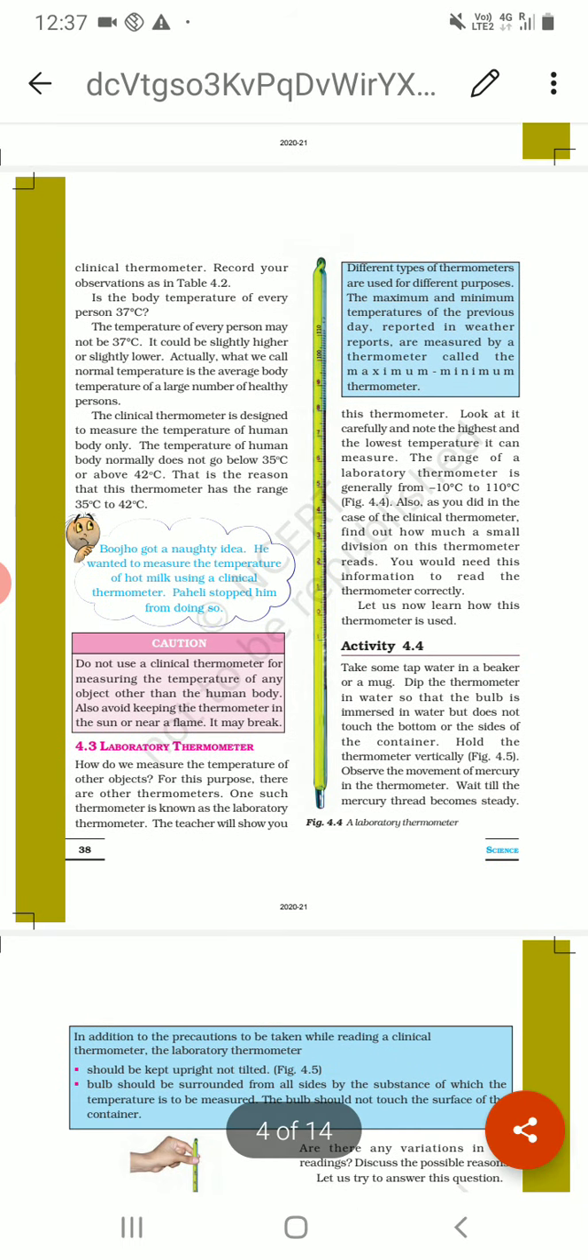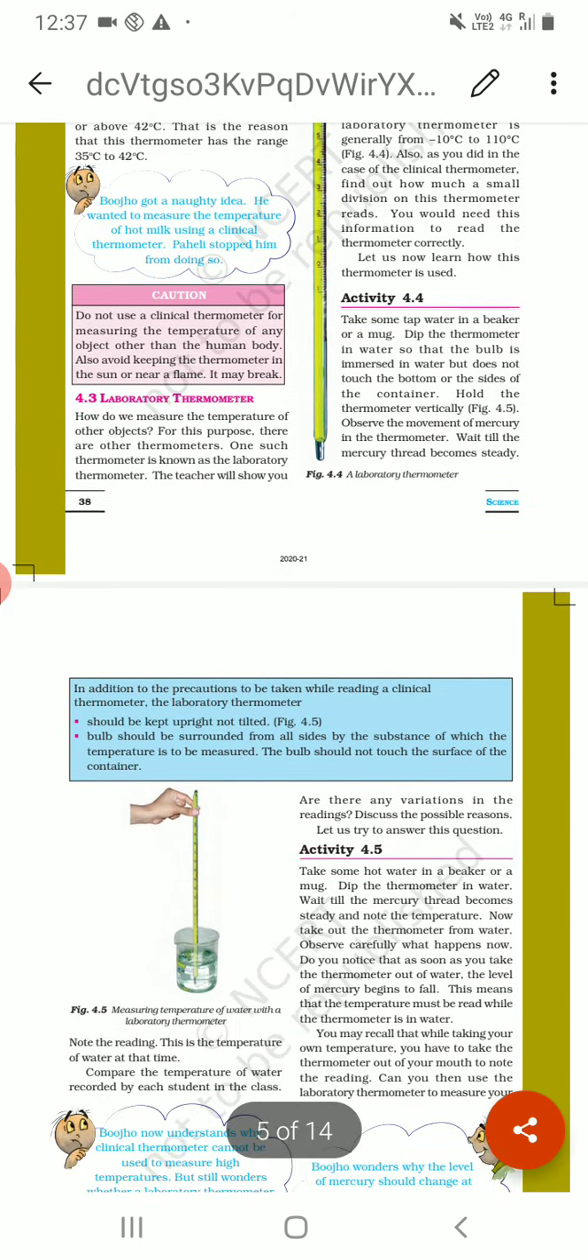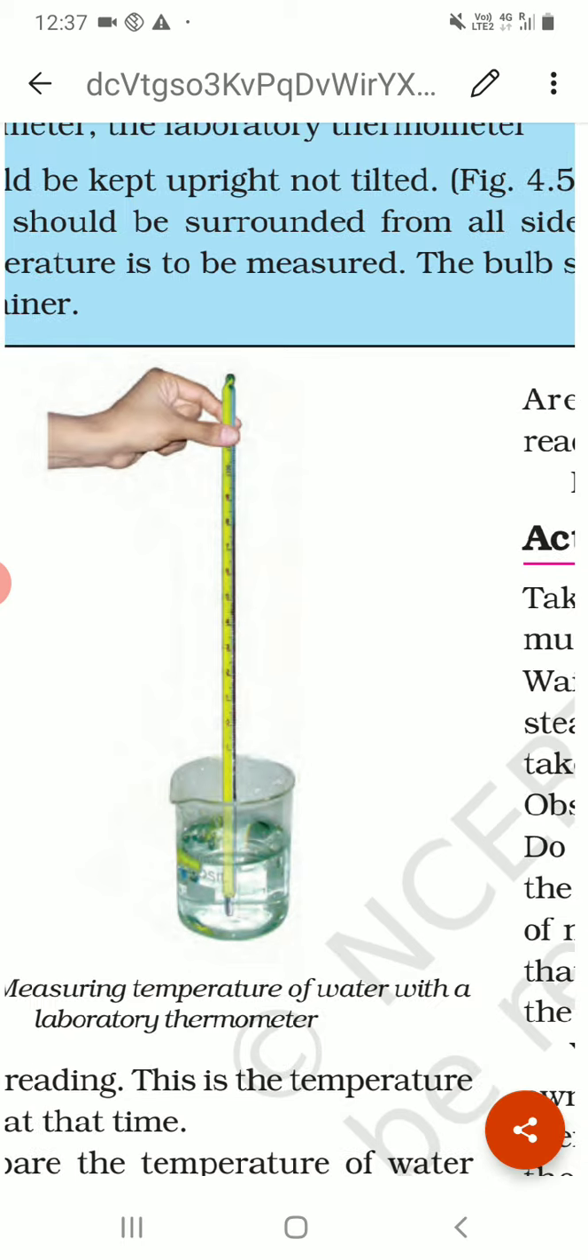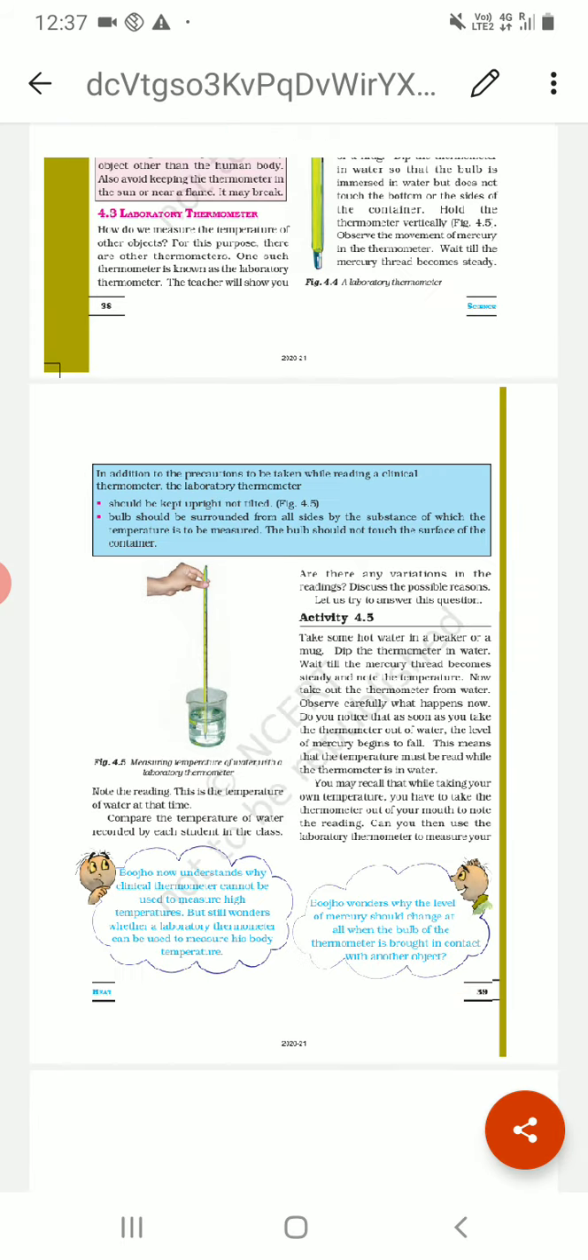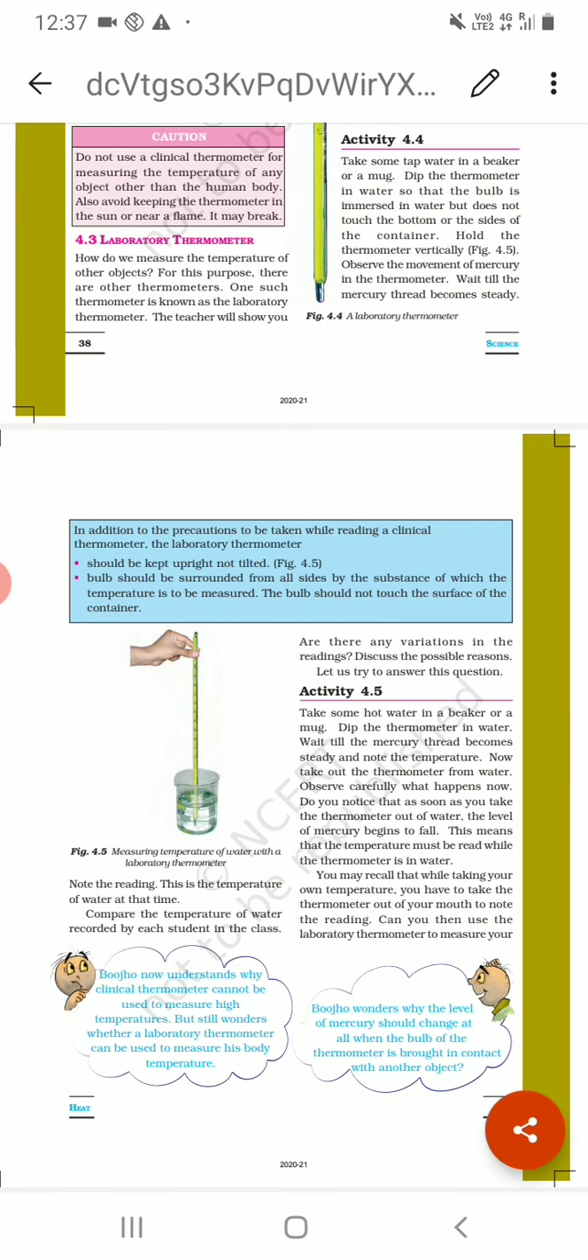The teacher will show you this thermometer. See, this is the picture of a laboratory thermometer. Okay, it is used to measure the temperature of other objects, not the human body temperature. The human body temperature thermometer looks like this. This is the human body thermometer. Okay, and this is the laboratory thermometer.